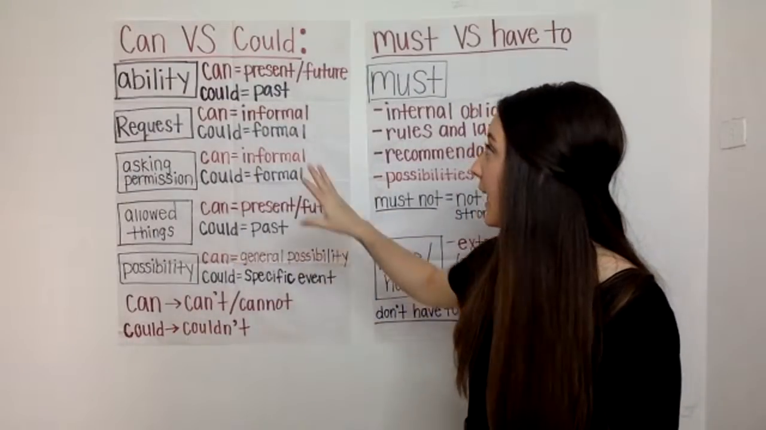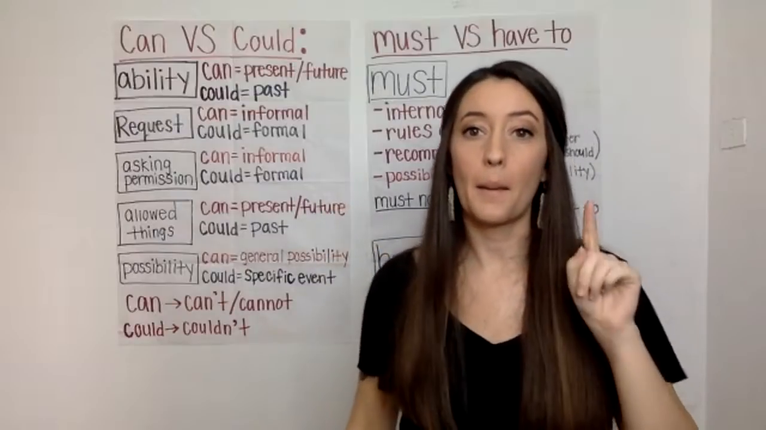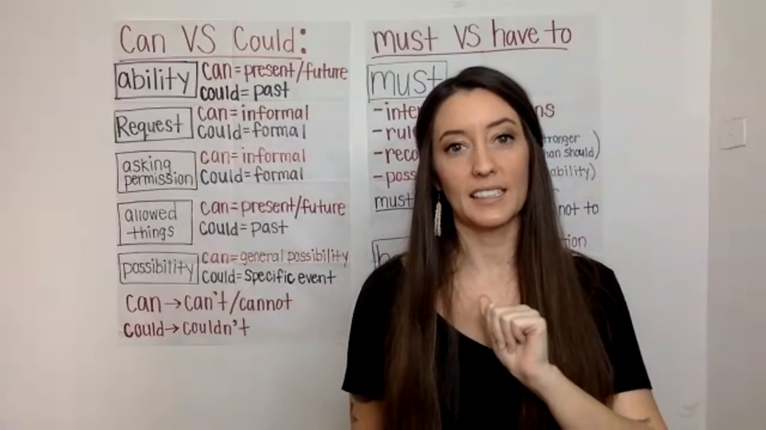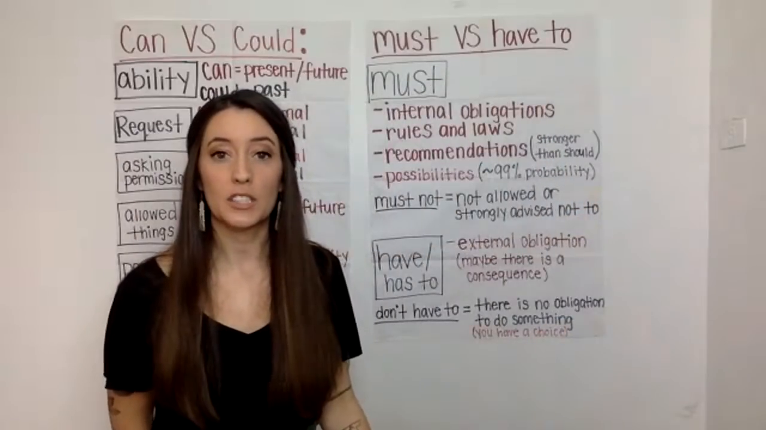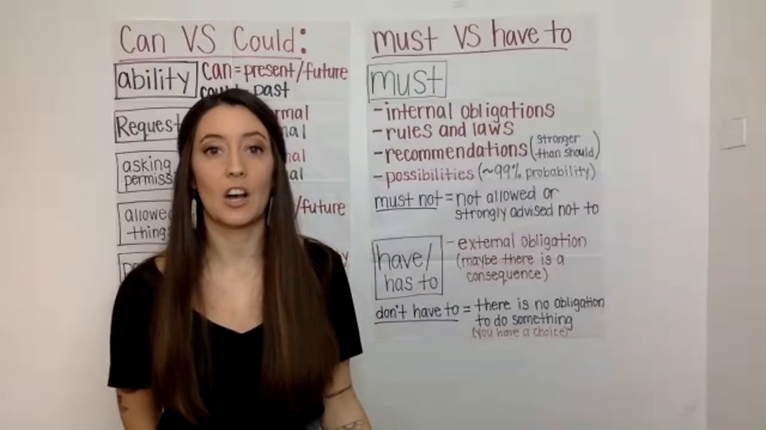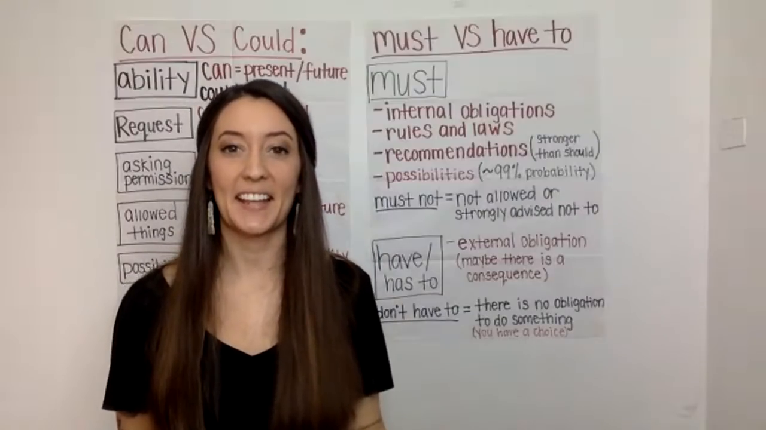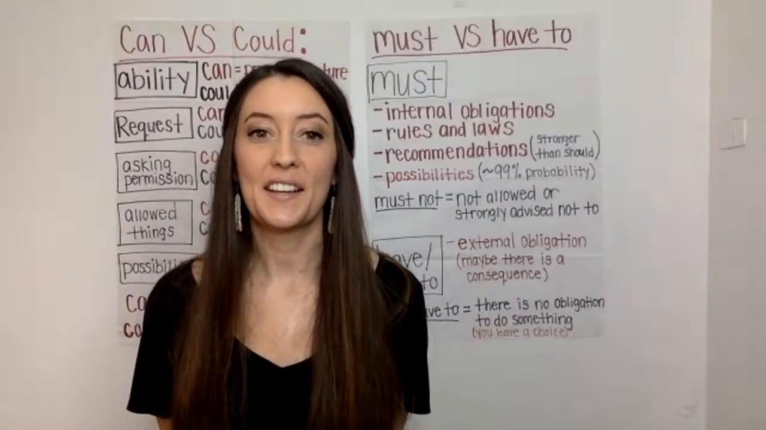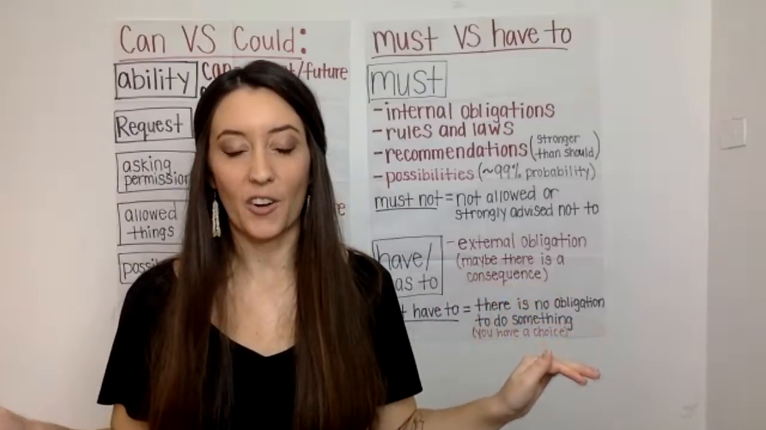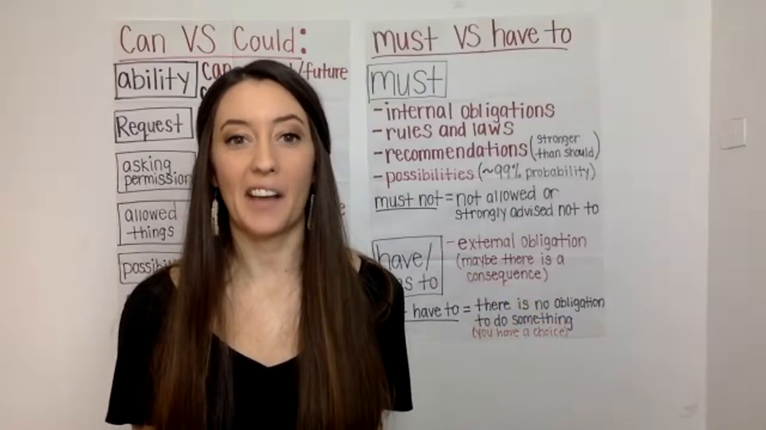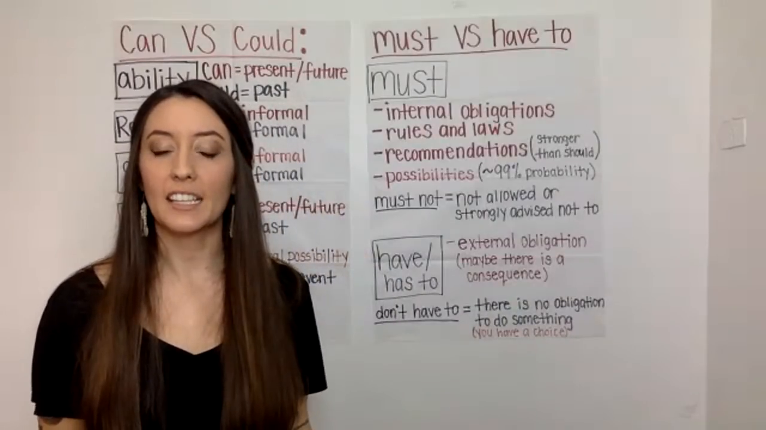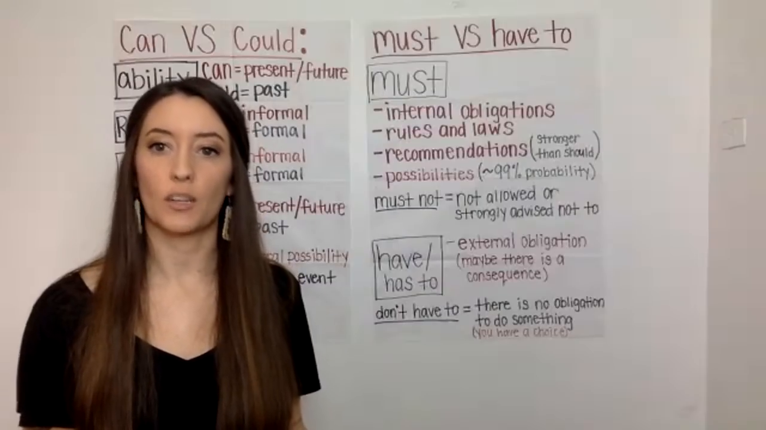We'll go over again. Can and could are used to talk about ability, request, asking permission, allowed things, and possibilities. Must and have to are used to talk about obligations, and must can also be used to talk about rules and laws, strong recommendations, and very high possibilities, okay? When we use must not, we're talking about something that is not allowed, or it's strongly advised not to do it. However, don't have to or doesn't have to means there's no obligation to do something. You have the choice, okay?